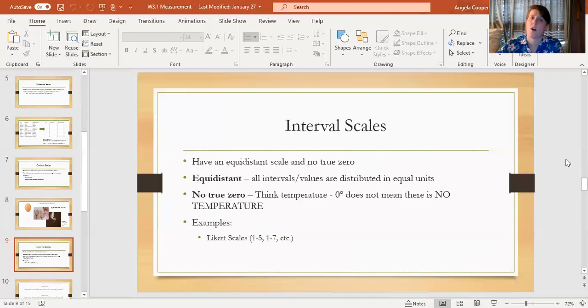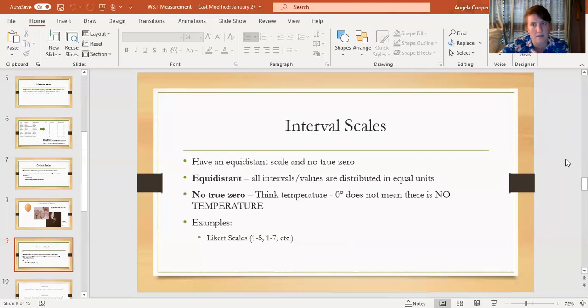Likert scales are interval because they, one, are equidistant, so it's a 1, 2, 3, 4, 5. You don't have a 1 and then the next choice is 4, and the next choice is 7, and the next choice is 25. It's all equidistant, so the space between 1 and 2 is the same space between 4 and 5, just 1. So these are all equidistant intervals between each value. And then there is no true zero.